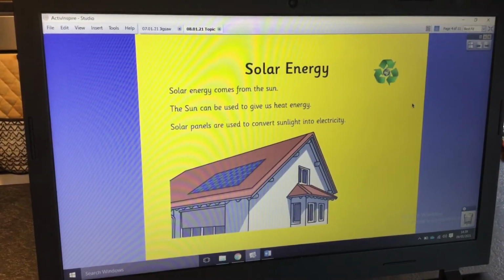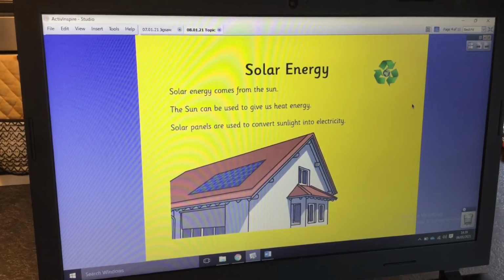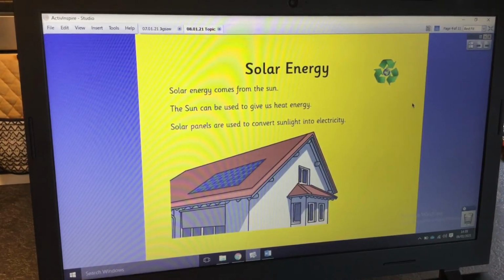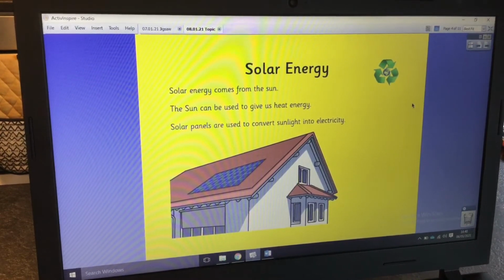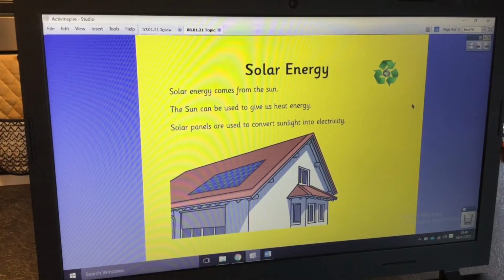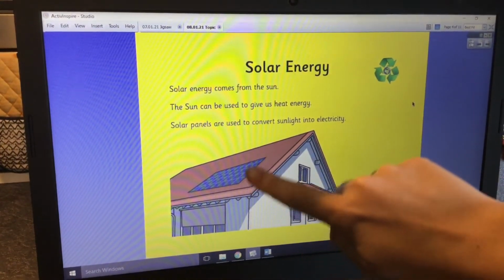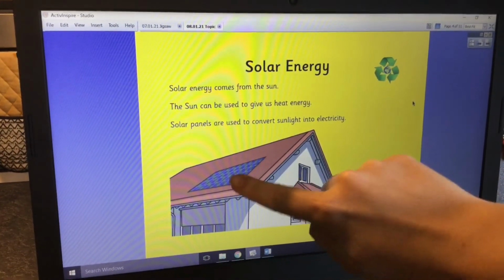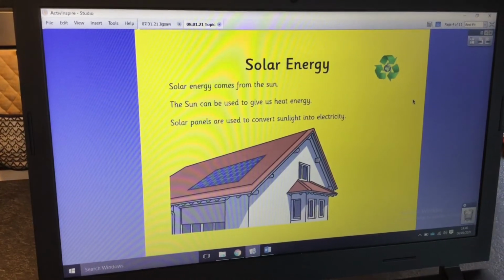Okay, so one type of renewable energy is called solar energy. Solar energy comes from the sun. The sun can be used to give us heat energy, and solar panels are used to convert sunlight into electricity. Lots of buildings now have what we call solar panels, often found on the roofs of buildings, and they collect the energy from the sunlight and turn it into electricity.